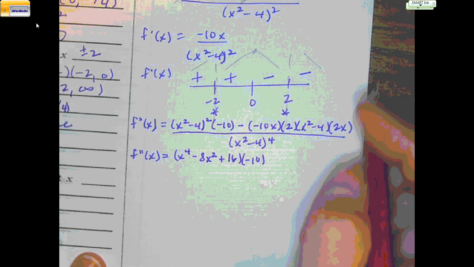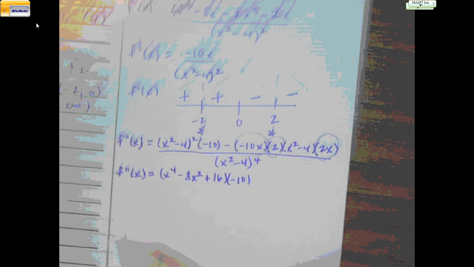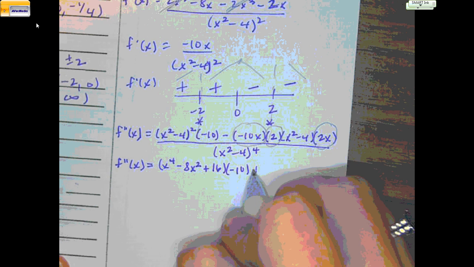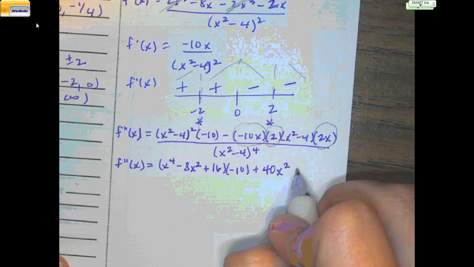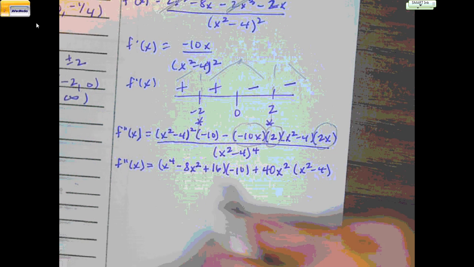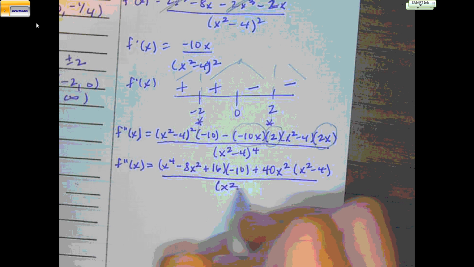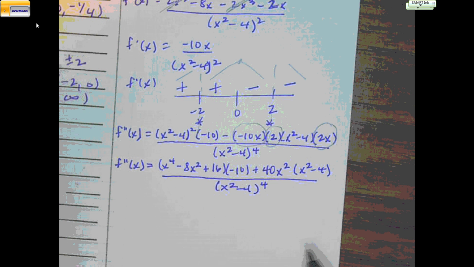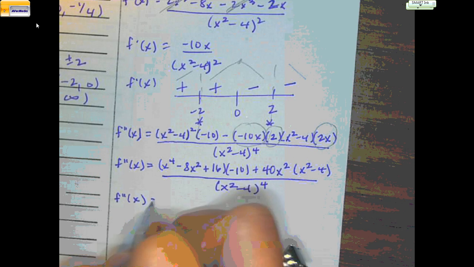2x times 2, which is 4x, times negative 10x is negative 40x. Whoops, and we're subtracting it, so we're actually adding 40x squared. Does everybody see what just happened? And then eventually we're going to multiply that by x squared minus 4, and the whole thing goes over x squared minus 4 to the 4th. You guys okay at the front?